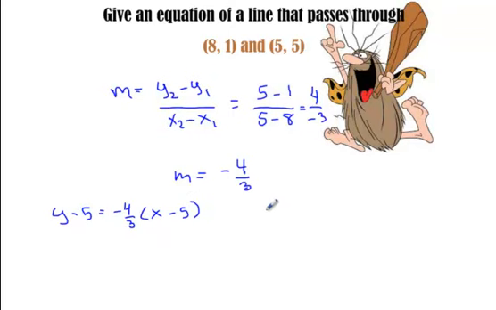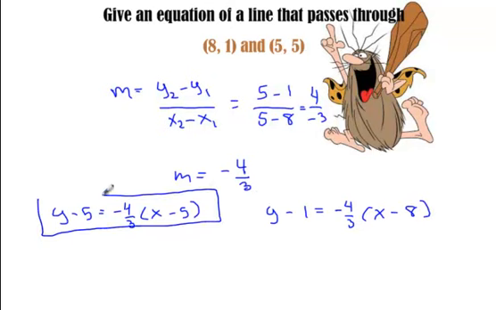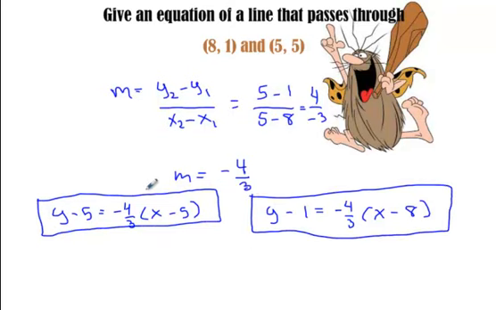And if I use the (8, 1), it'll look like this. y minus 1 equals negative 4/3 times (x minus 8). So either one of those is a perfectly good answer, and they're both right. Are they different? Well, they look different, but they are equivalent. And I'll show you that in just a second.